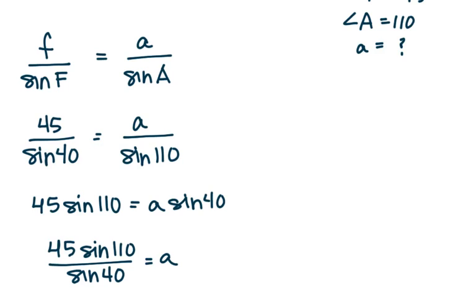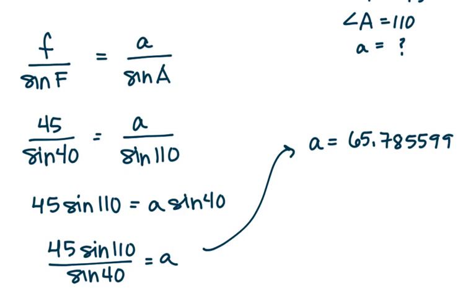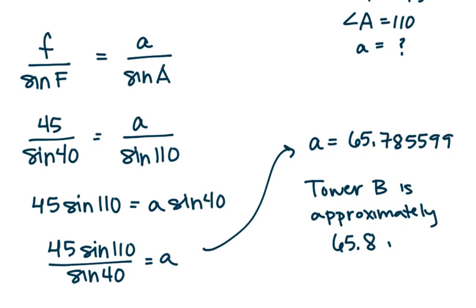And with a little bit of calculation, I encourage you to type that into your calculator. You get that the side of little a is 65.785599, or we will say tower B is approximately 65.8 miles from the fire.